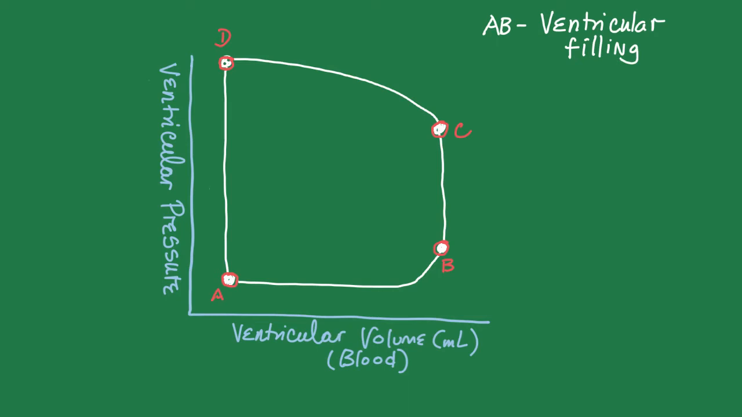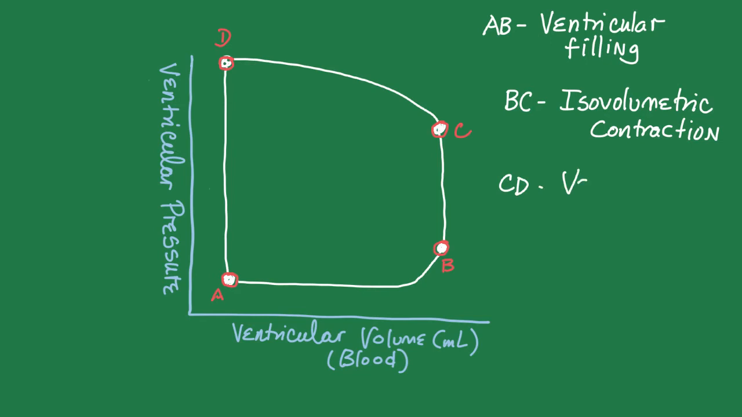The second stage is B to C. At B, the ventricles are increasing in pressure, but all valves are closed and no blood is flowing anywhere. So the stage between B to C is called isovolumetric contraction. We know that C is the dramatic event when SL valves open. So from C to D is the ventricular ejection.